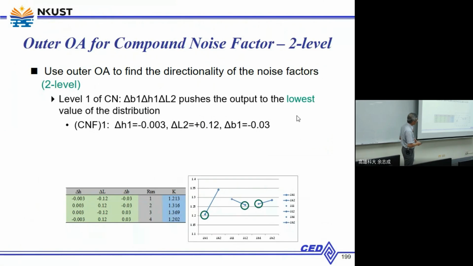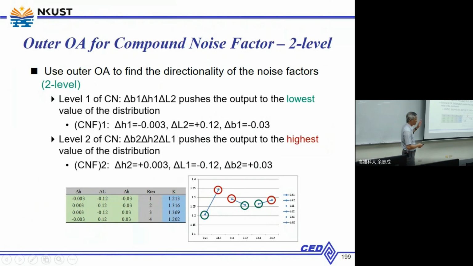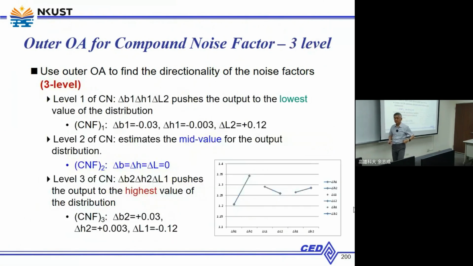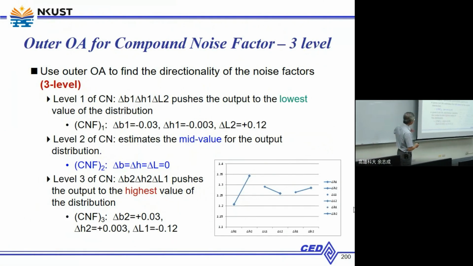So from this, we can find out this combination, all right? Delta H1, delta L2, delta B1 will give us the lowest output. So this will be the compound noise level 1. Same thing, this red circle right here, this one, and that one will stand for the second combination of the noise factors, which will push the output to the highest value. Therefore, this is how we select the 2 levels.